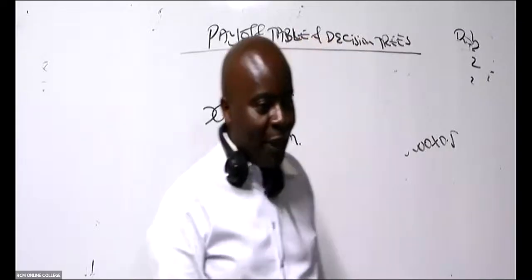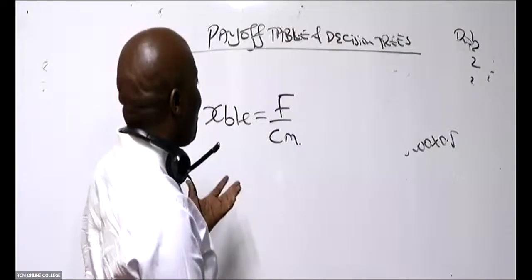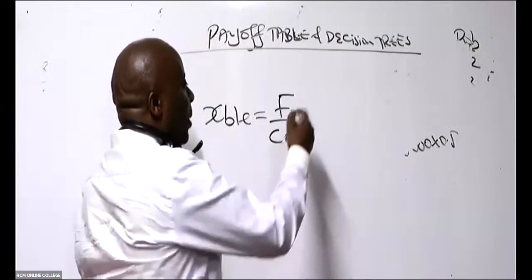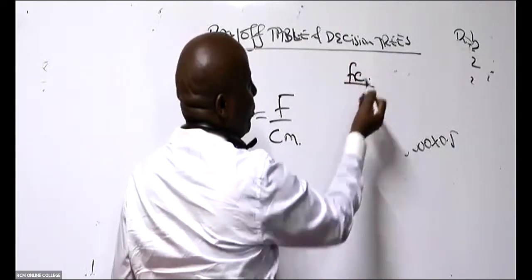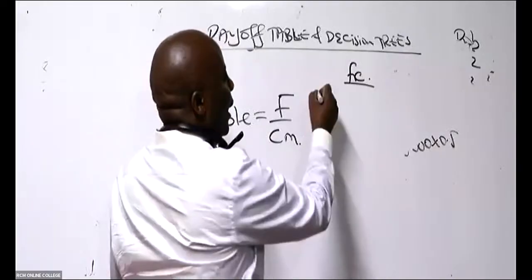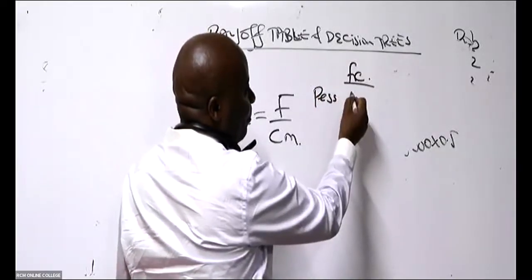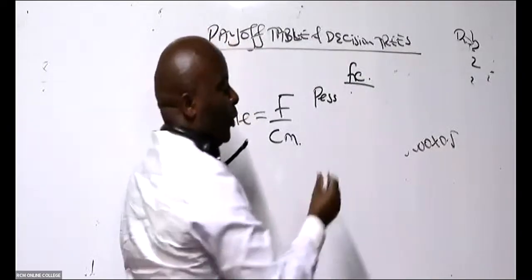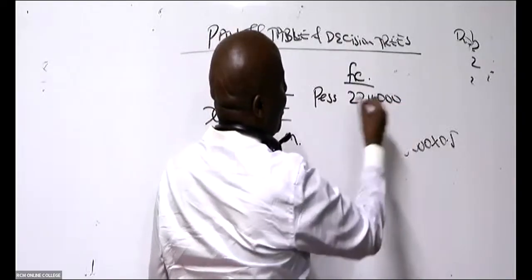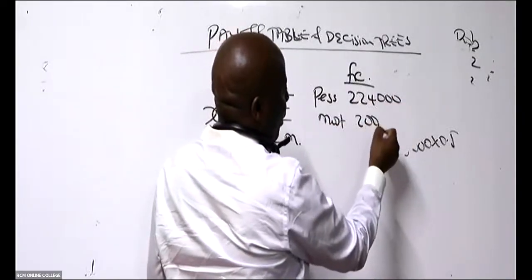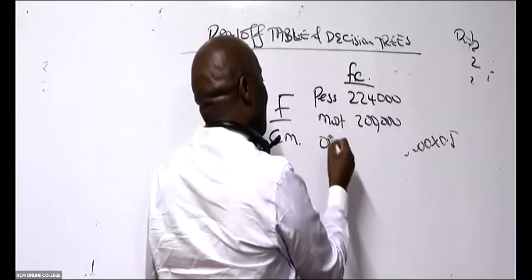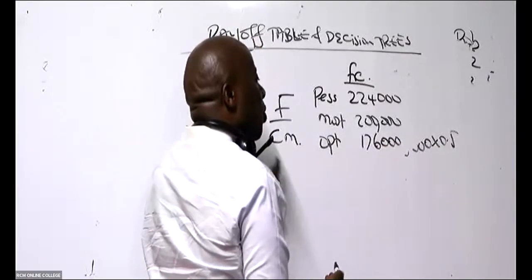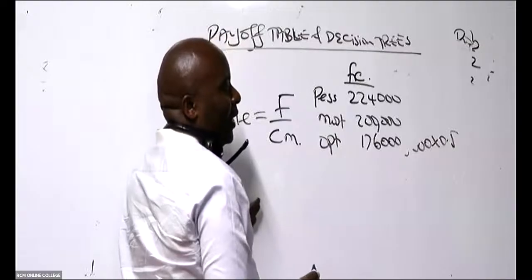Now listen, let me help you, right? So ladies and gentlemen, should we charge a price of 17 shillings? Do we know how much fixed cost we're going to incur? No. There are three possibilities. Under pessimistic, what was the fixed cost? 224,000. Most likely, 200,000. Then we have optimistic. If we charge a specific price, we don't know which fixed cost will be incurred.